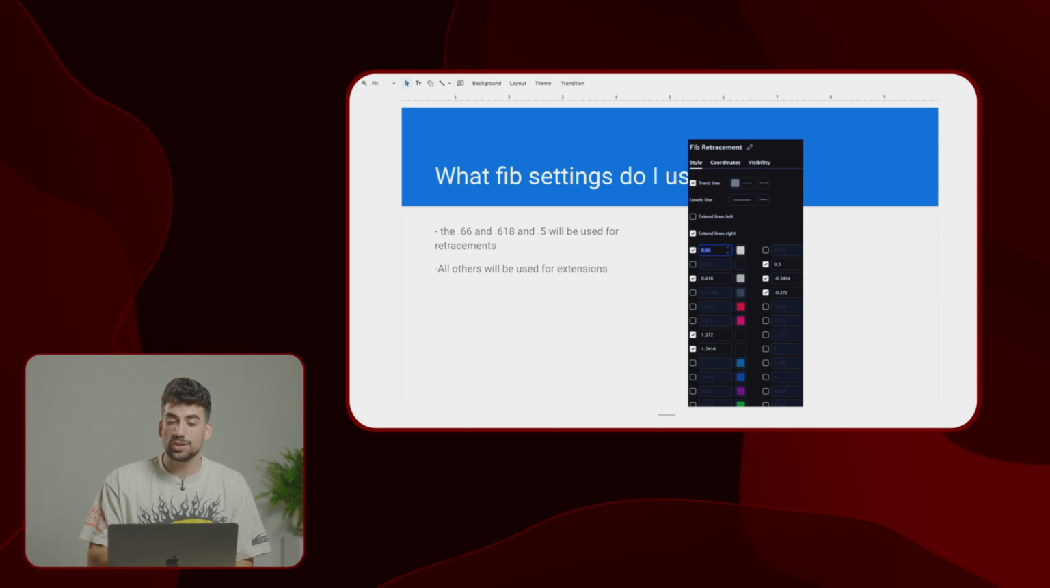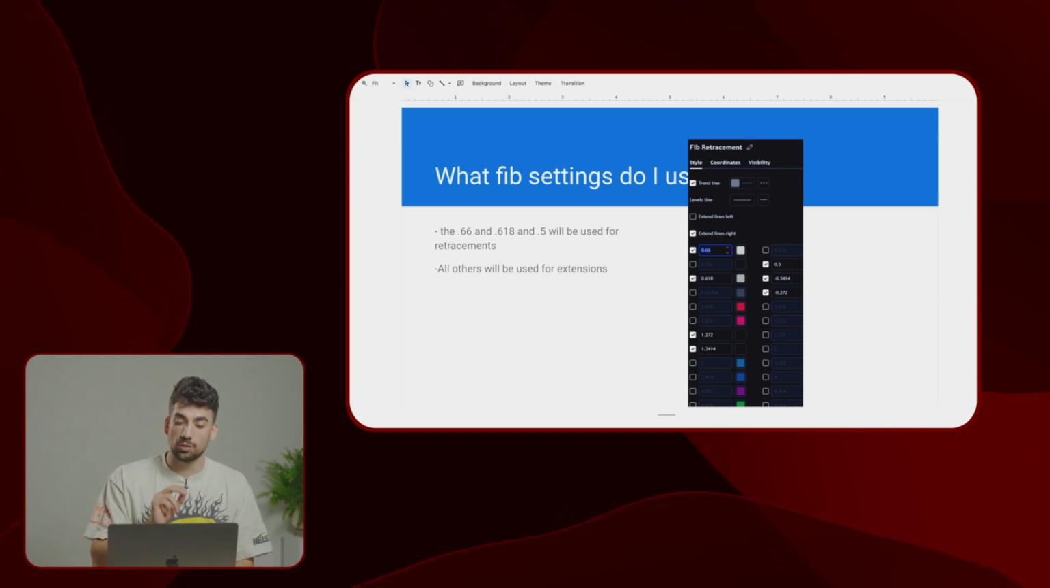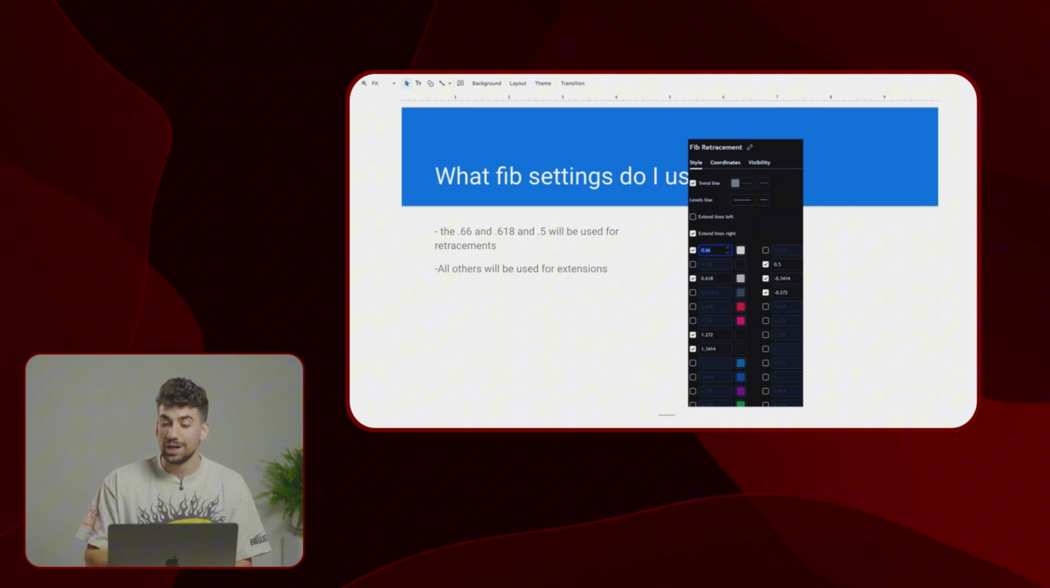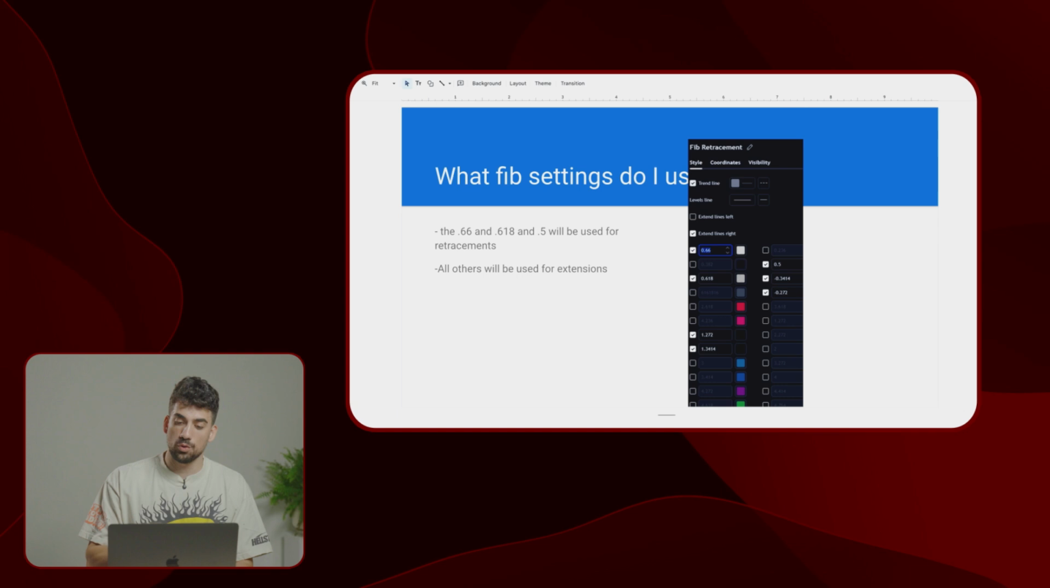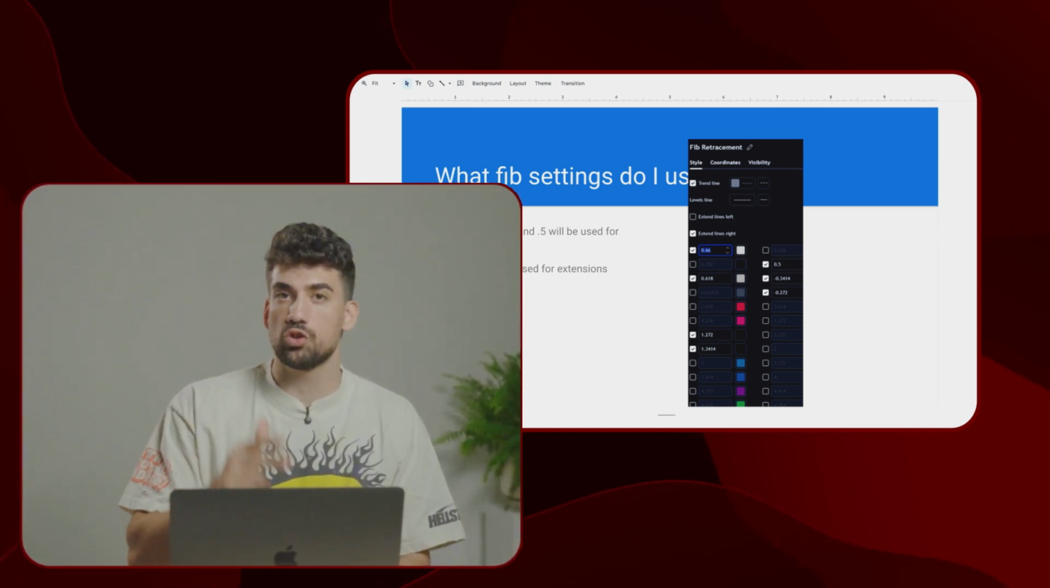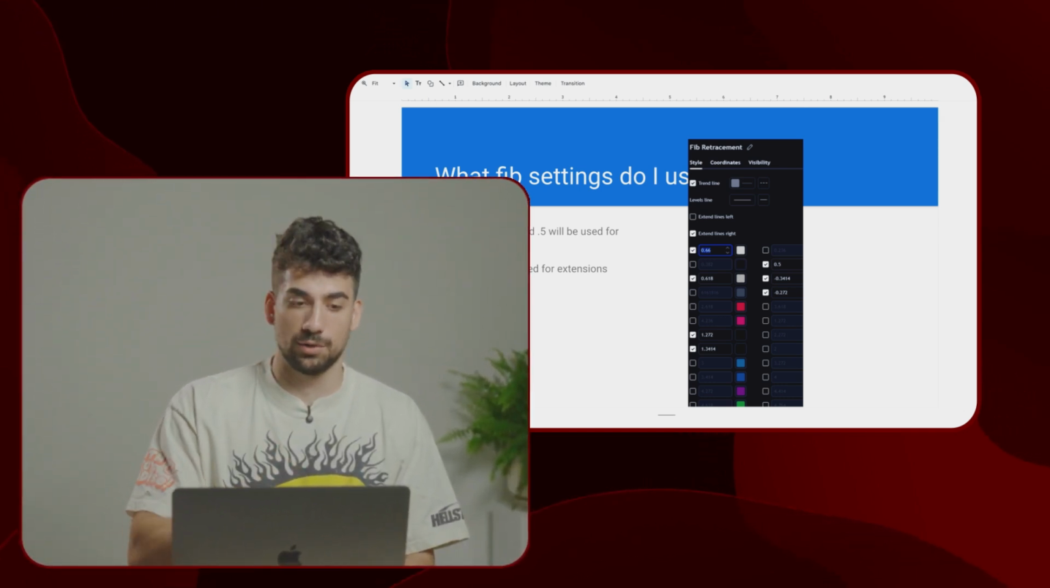The other ones I use are the 0.5, the halfway retracement, and the two extensions, which are the 1.272 and the 1.3414. The opposite will be the negative versions, which are negative 0.3414 and negative 0.272. Add them to your TradingView right now so you don't forget and come right back to this video.